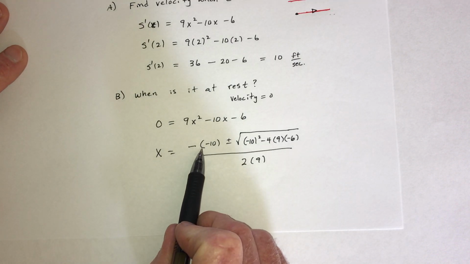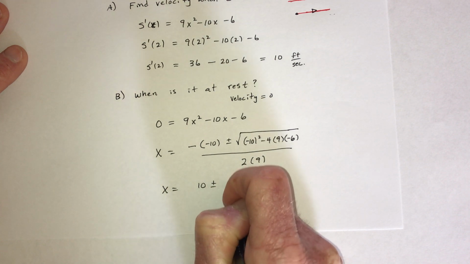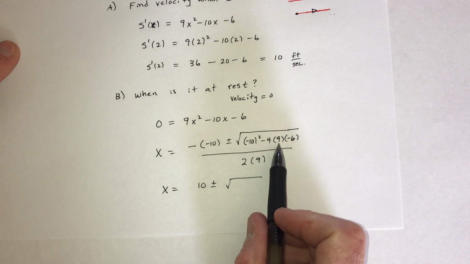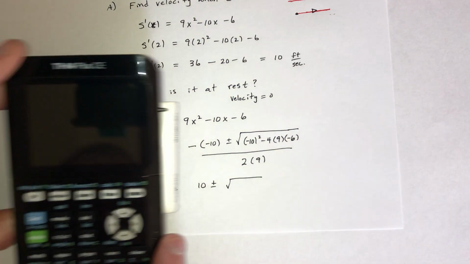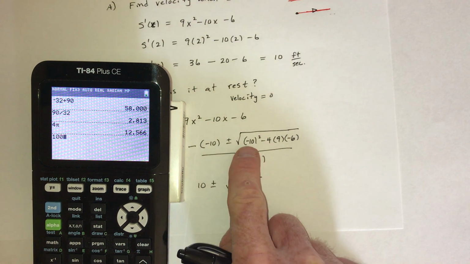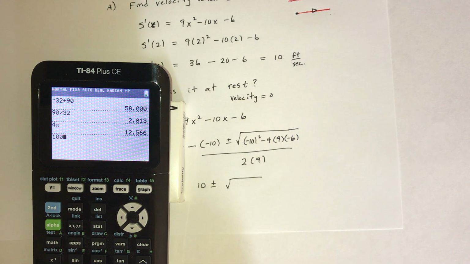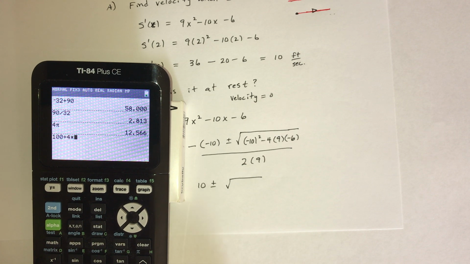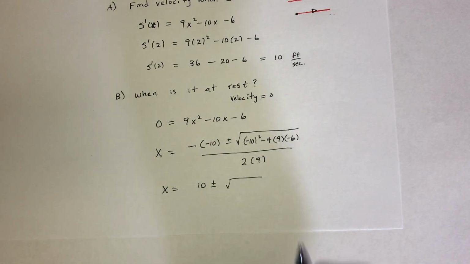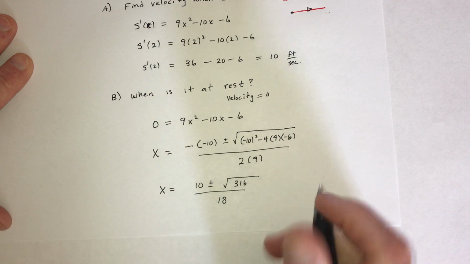So this part right there, that's going to be 10. And then how much is in the square root? That's 100. This is 36 times 6. So inside the square root there's 100 because you square a negative and that's a positive. This is also going to be a negative times negative, so that's positive. So plus 4 times 9 times 6. That's going to be the square root of 316. And then divided by 18.